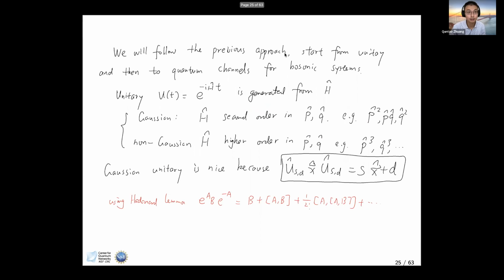Right. So we'll follow the previous approach, start from unitaries, because if we include everything, when photons propagate, including all the things the photon can interact with, it's always a unitary. So a unitary dynamics is generated with a Hamiltonian, right? H in this case. And here we are talking about harmonic oscillators. So you can write down H in terms of quadrature operators P and Q. So you might learn in basic quantum mechanics about these particles in a potential.